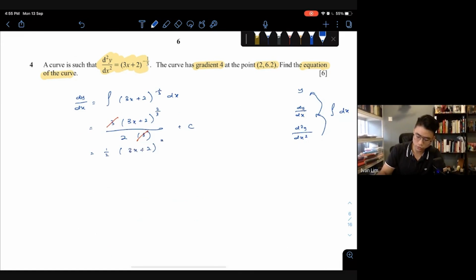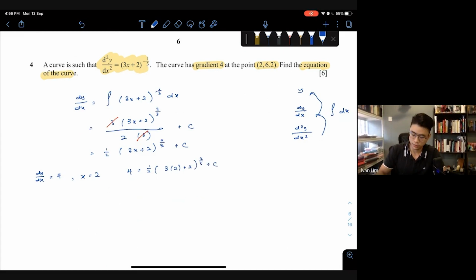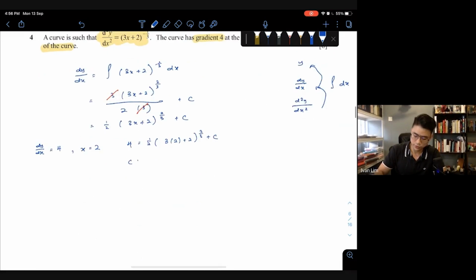3x plus 2, 2 over 3 plus C. Okay, so given to us dy/dx at the point (2, 6.2), we can sub in dy/dx equals 4 and x equals 2 to find our C, which will give us 4 equals half 3, 2 plus 2, 2 over 3 plus C. Okay, which will give you C equals 2. So we got our dy/dx equation already.